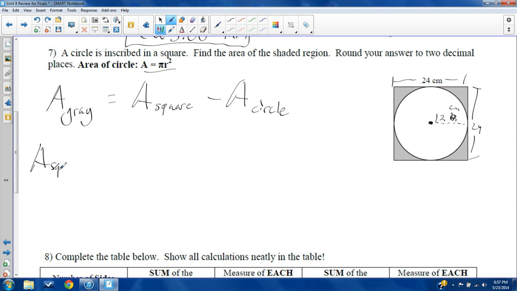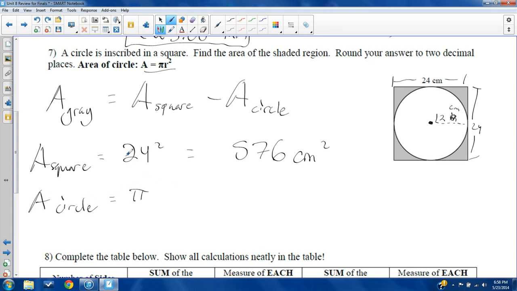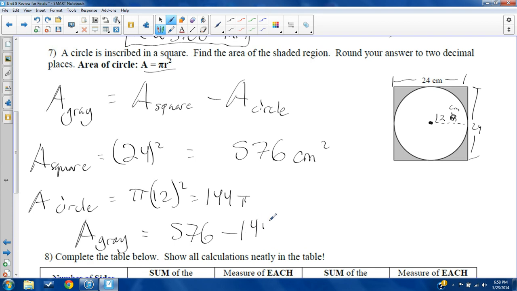The area of the square is 24 squared, which I believe, is that 476? No, I think it's 576, isn't it? 576 square centimeters. The area of the circle is pi times r squared. R is 12. Squared is 144 pi. Right now I'm going to keep it as 144 pi. I'm going to do the subtraction. So the area of the shaded region is the area of the square, 576, minus 144 pi.